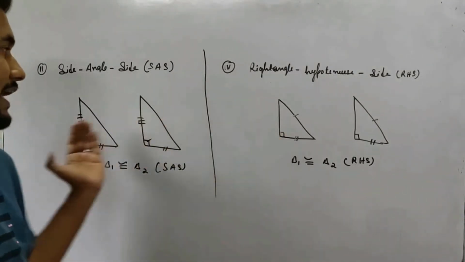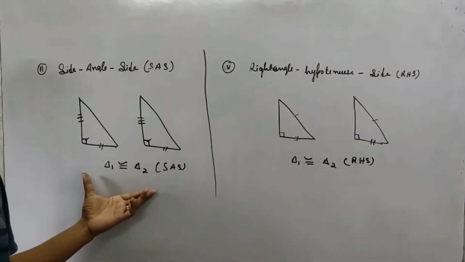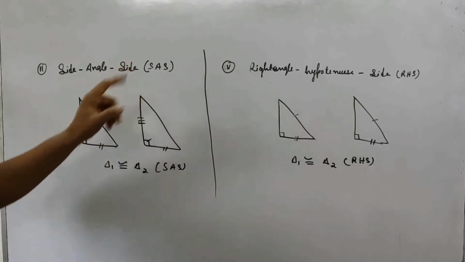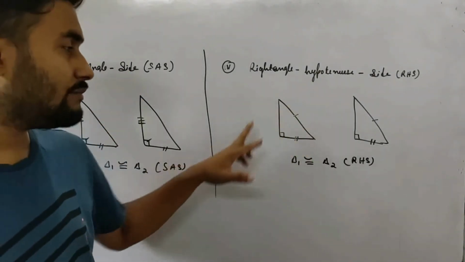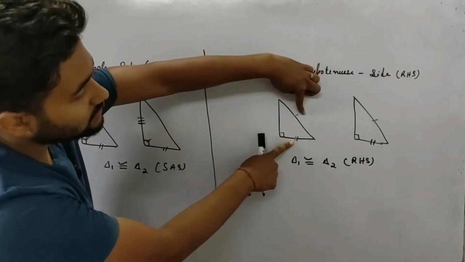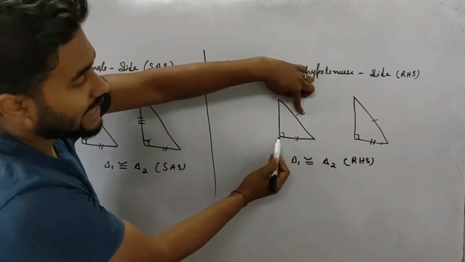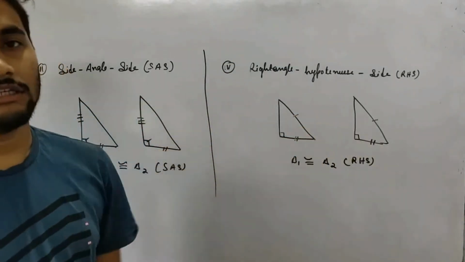So this looks like RHS, but this is actually SAS. So you have to be sure that the angle is where? If the angle is in between, then it is 100% SAS. And if the angle is not in between, you see over here, these are the two sides. The angle should have been over here. But you see the angle is not in between, and it is a right angle. So it is RHS.